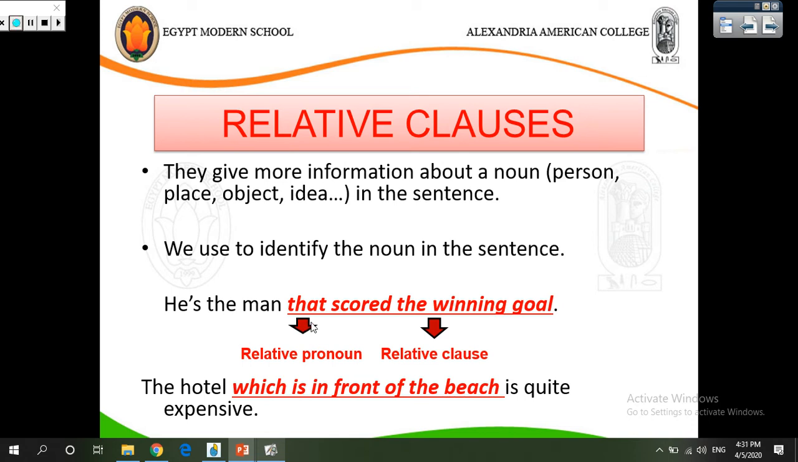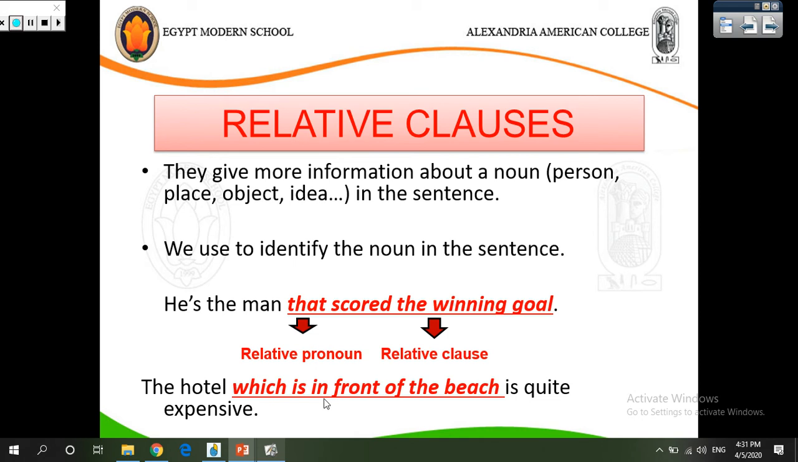He's the man that scored the winning goal. If I stopped and said he is the man that, it's not a complete sentence, so you don't understand the purpose of the sentence. But when I say scored the winning goal, this is a relative clause. I'm giving you information about the man. I'm completing the sentence. So the relative pronoun here is that, and the relative clause is scored the winning goal.